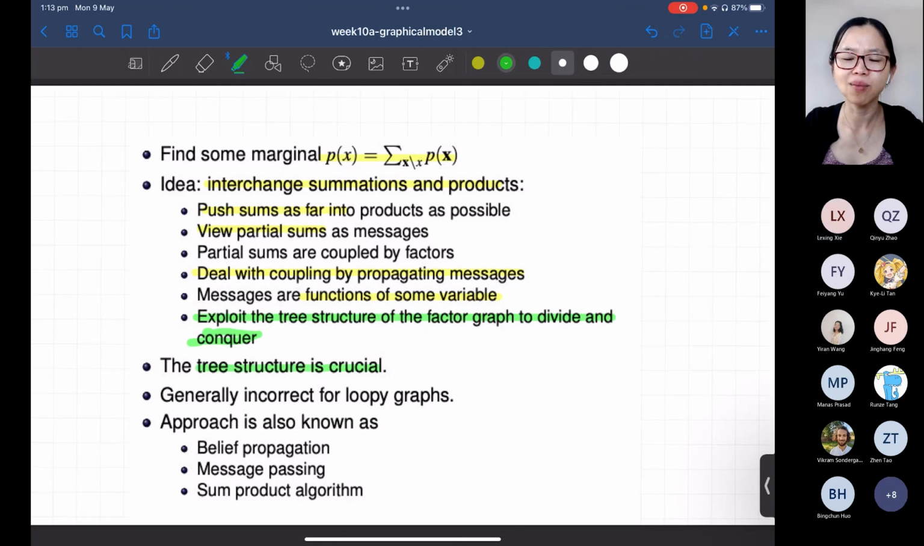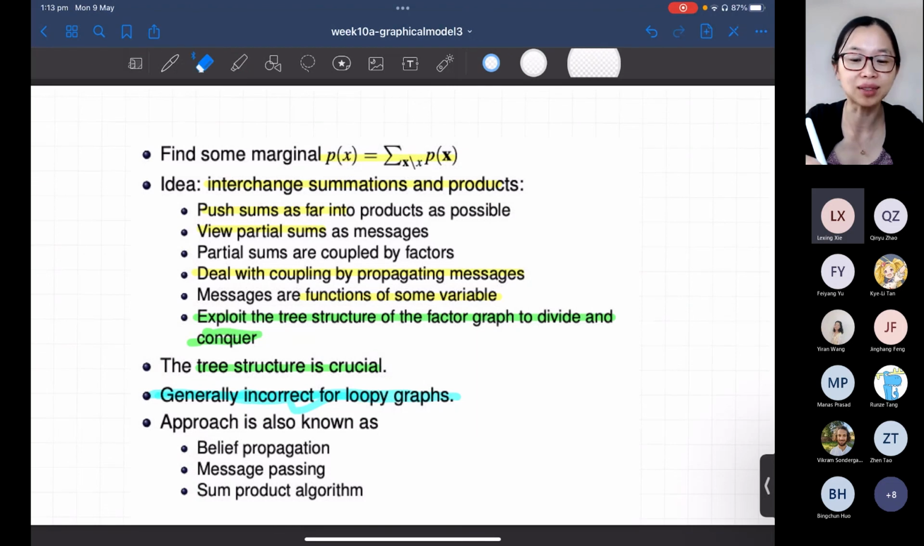If we do this sort of sum product, it's generally incorrect for loopy graphs. Despite we can do this, there's not much guarantee. Sometimes doing so is useful. Let me just say that.